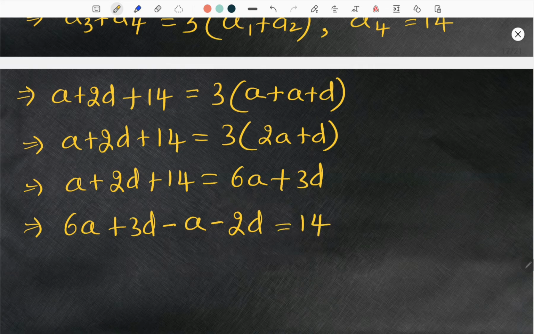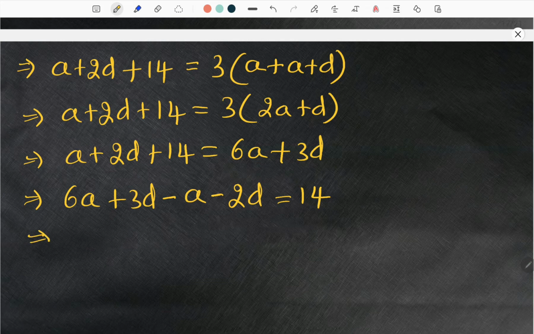I hope being in 10th standard you are able to understand this kind of calculations. 6a plus 3d I am keeping there, and a I am sending, that is minus a, 2d I am sending, minus 2d, and 14 I am keeping there only. All right, 6a minus a is 5a, and 3d minus 2d is d. And that is equal to 14. Let me call it equation number 1.